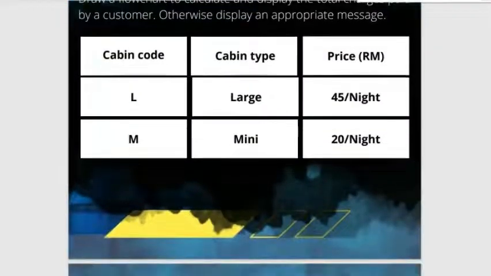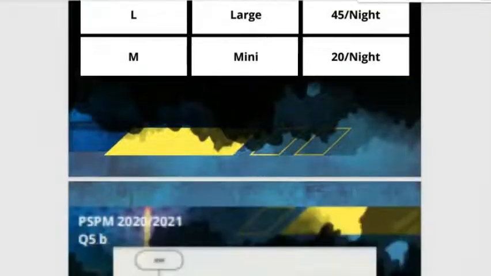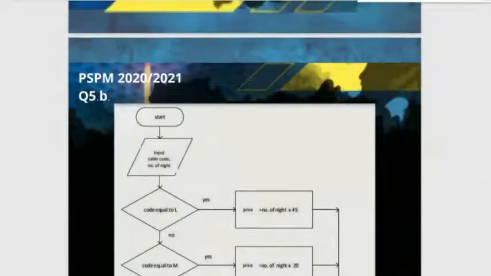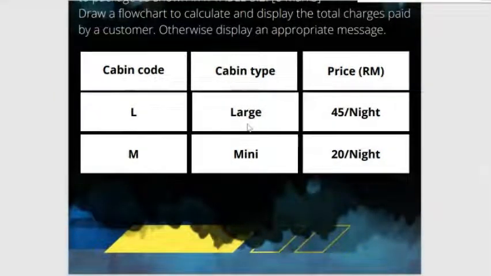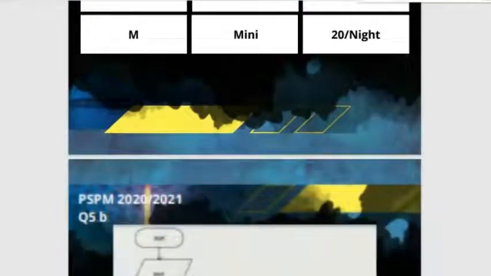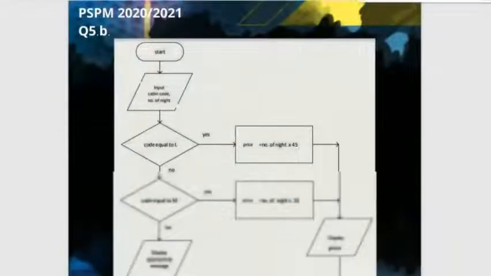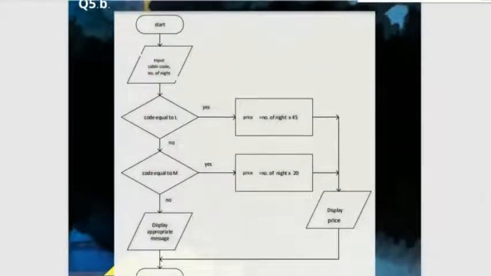Okay, so di sini kita dapati bahawa cabin code dan cabin type ni sebenarnya kita boleh jadikan sebagai satu input. Cabin code, sorry atas balik. Cabin code, kalau user enter L, maksudnya dia nak large lah. Kalau user enter M, maksudnya dia nak mini lah. Cuma yang kita tak tahu seterusnya dia nak duduk berapa malam. So, yang terlibat adalah kod dengan number of night.